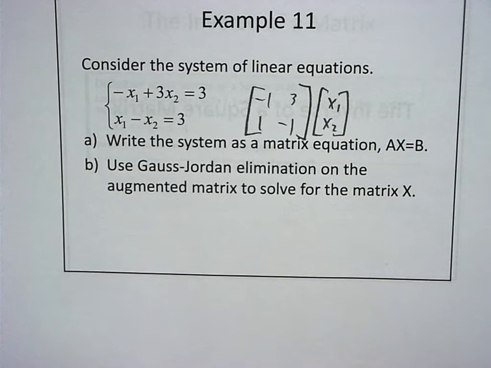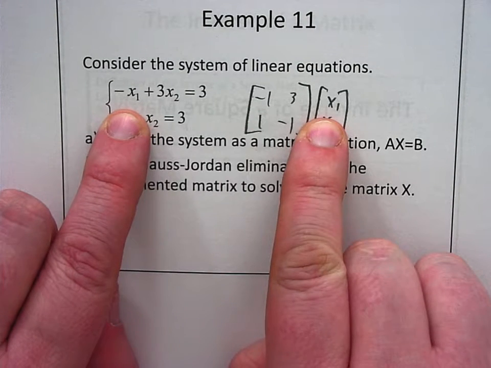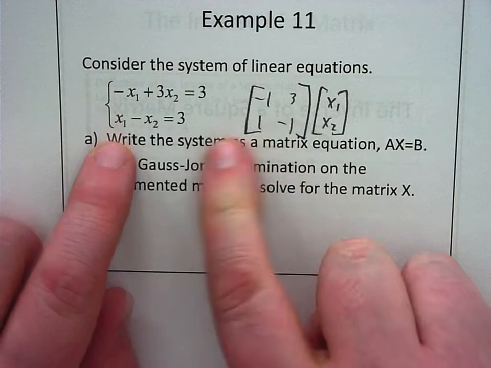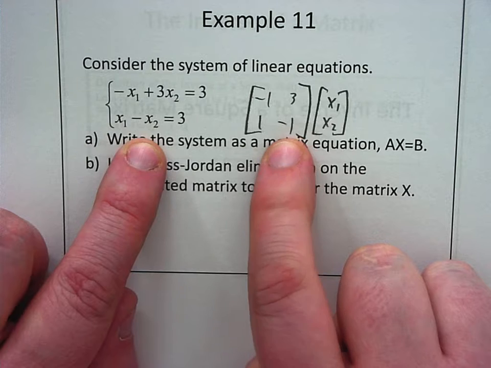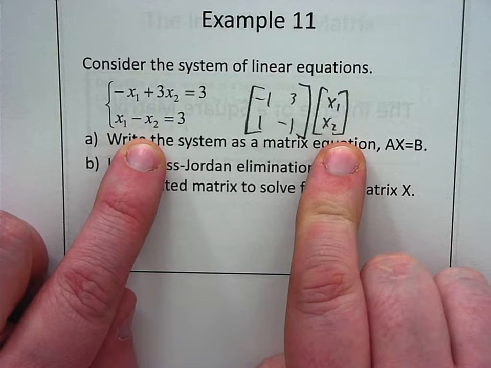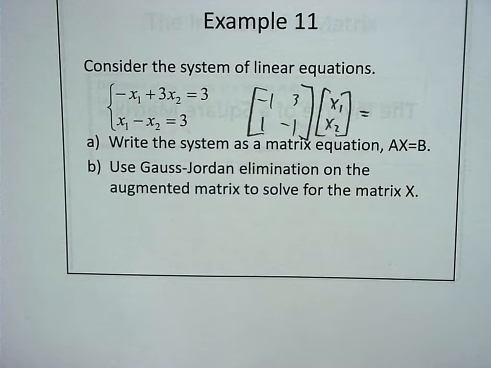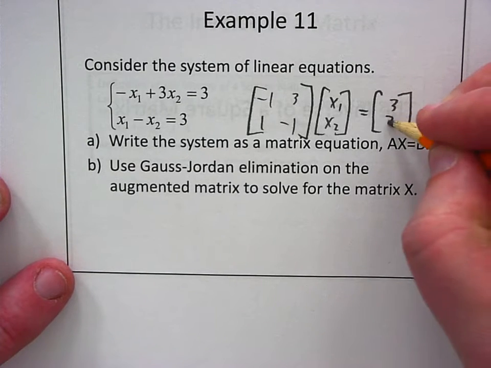Now look at this for a second. If I were to multiply this out, I would take -1 times x1 plus 3 times x2. And then I would do the bottom row, 1 times x1 plus -1 times x2. So that gives you the left side of the equal sign. On the right side, you just have the constant matrix, or the solution matrix, which is just going to be 3, 3. So it's just going to show you that relationship.